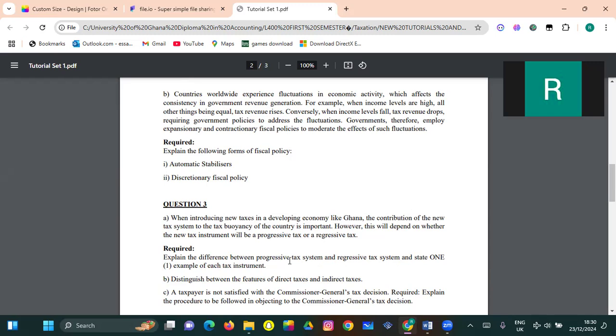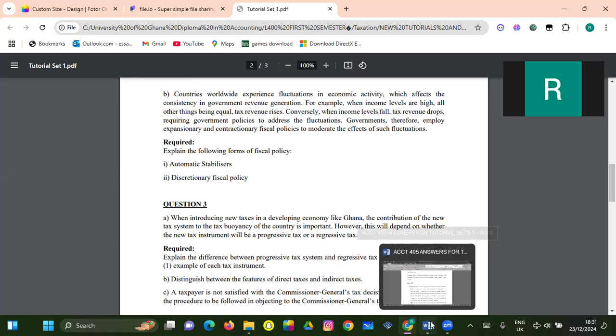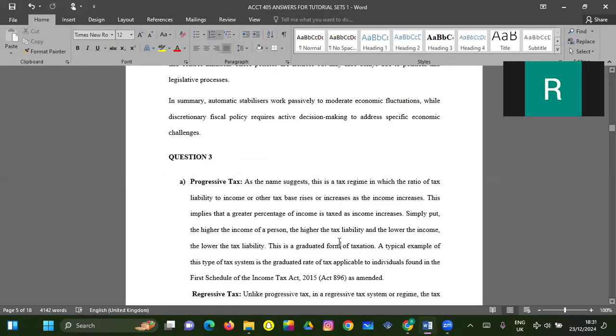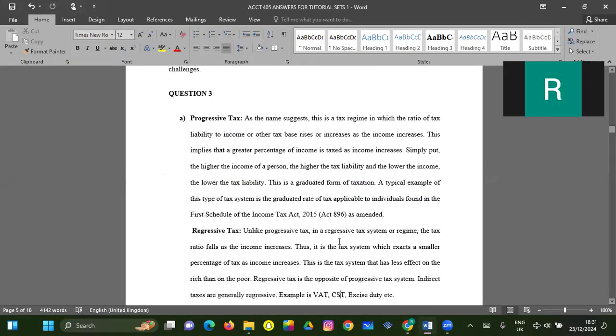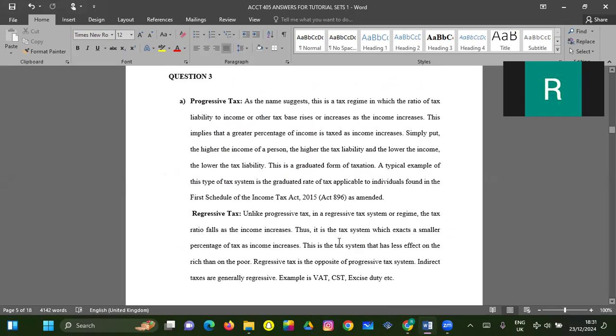So we've spoken about progressive, where we say when the income level increases, the proportion you pay as tax also increases. And we made mention that an example is what? The pay as you earn. Whilst the regressive tax system, as the income level increases, the proportion you pay as tax decreases. And an example is what? The value added tax or the VAT. So that's basically the same thing here, right?